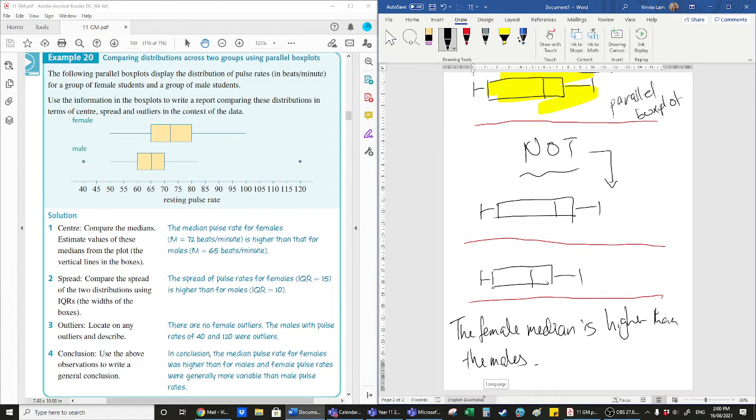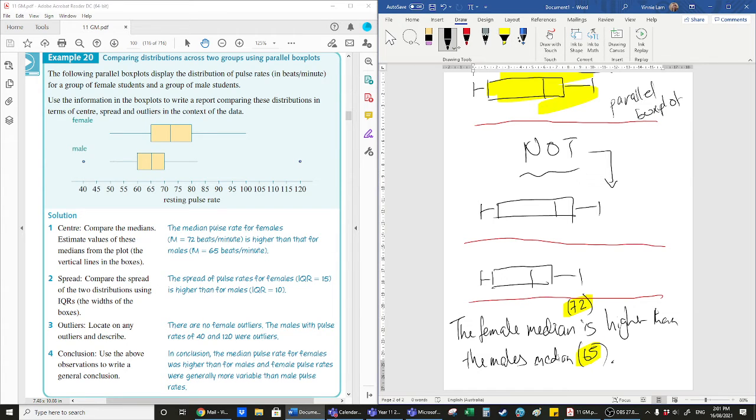What you do need to do is state the data or state the results, sounding like a science report. The female median, and then you put the number, which is 72, is higher than the male median, which is, according to the data, 65. Then you get the full marks. So I'm going to make that clear. Make sure you always state the values.